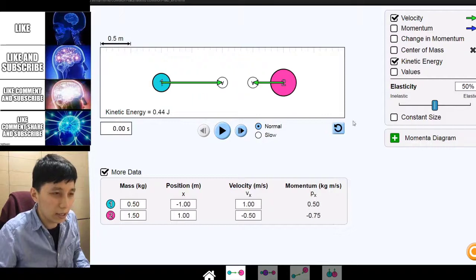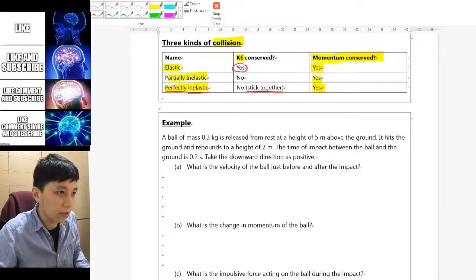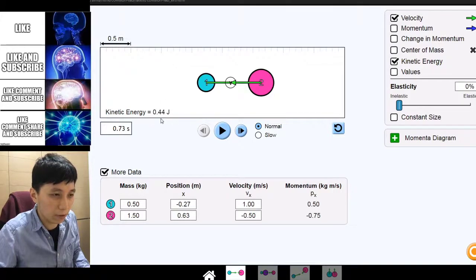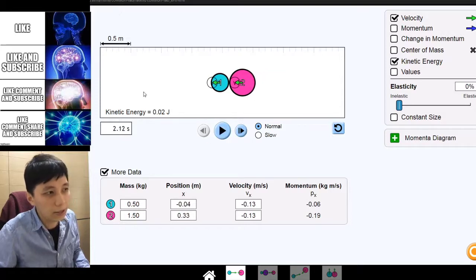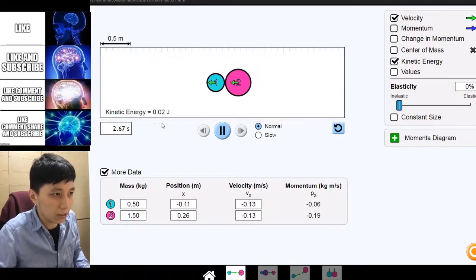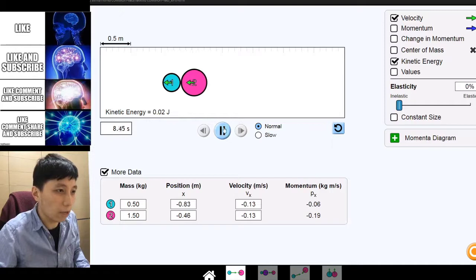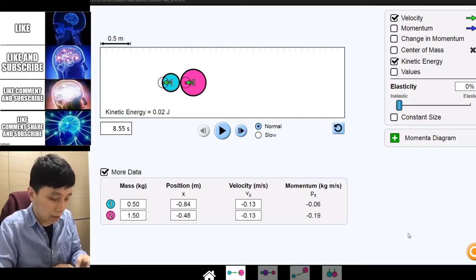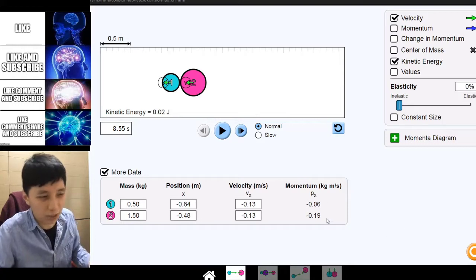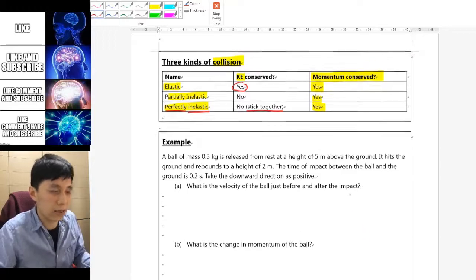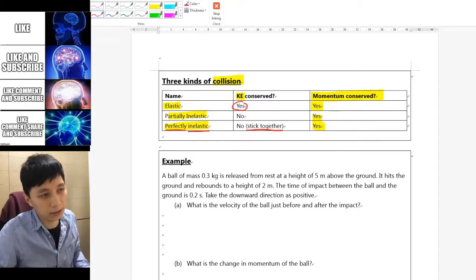So now let's reset again, and let's go to the worst case, the perfectly inelastic case. If we start again, remember the KE is 0.44 at the beginning, and momentum in total is negative 0.25. You can see that kinetic energy is going to be 0.02 joule, even less than just now. But for momentum, if you add these two together, I guess you can tell. If you just add them together, you know it's negative 0.25, which is exactly the same as what I put down here in the table.